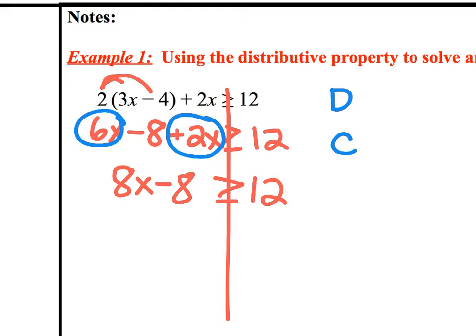M stands for move the variables to one side. That's only if you have variables on both sides. Do you have variables on both sides? No. So you don't have to do that. So we're going to move on to A, add or subtract. Add. Yep. We're going to add 8.